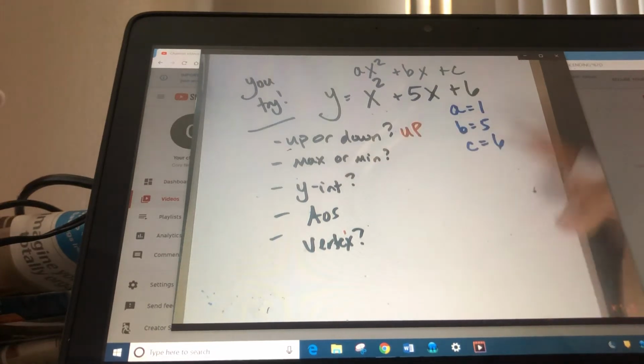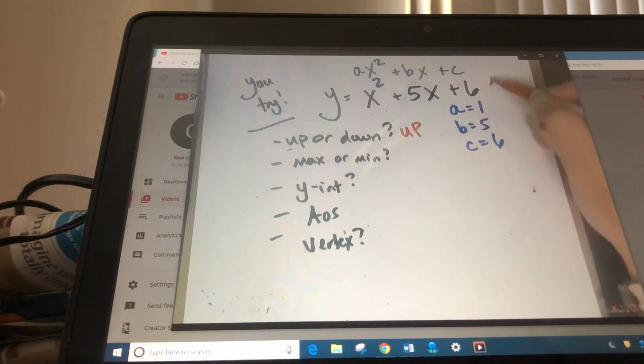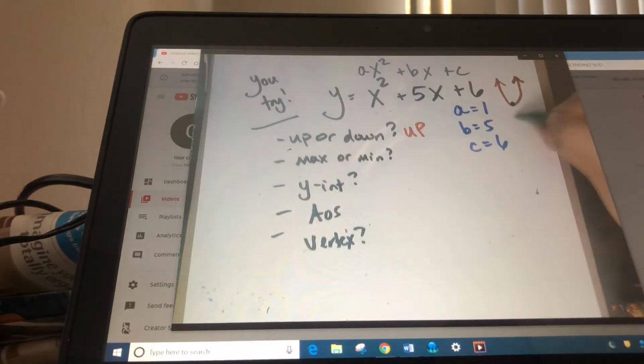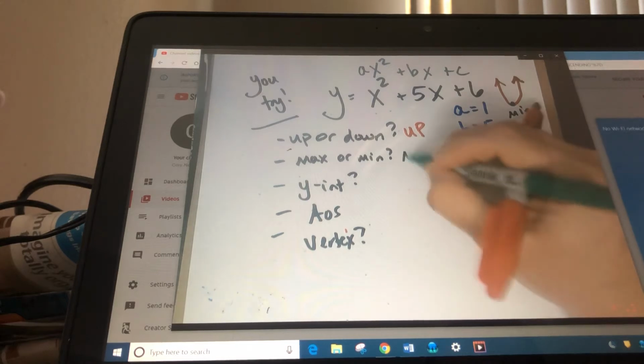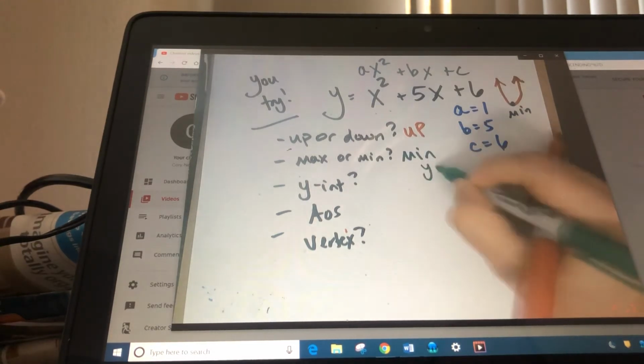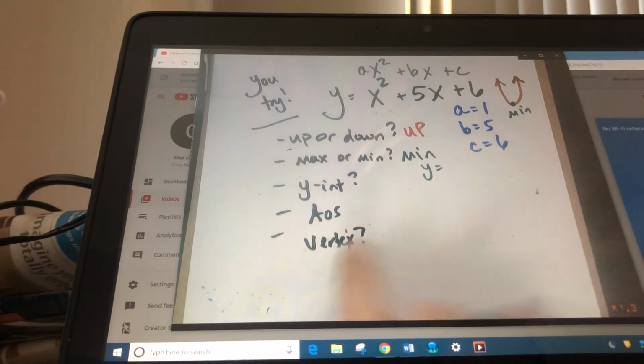Does it contain a maximum or a minimum? Well, remember, if it opens up, then it's going to have a minimum. So let's write minimum. And I'll write y equals, we'll fill that in at the end after we find the vertex, right?